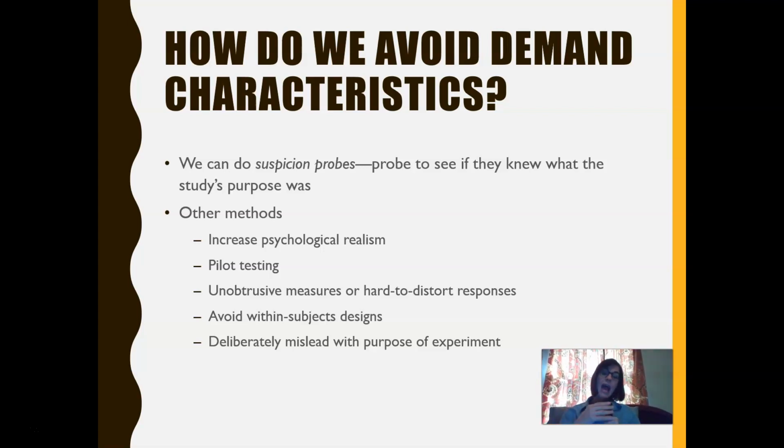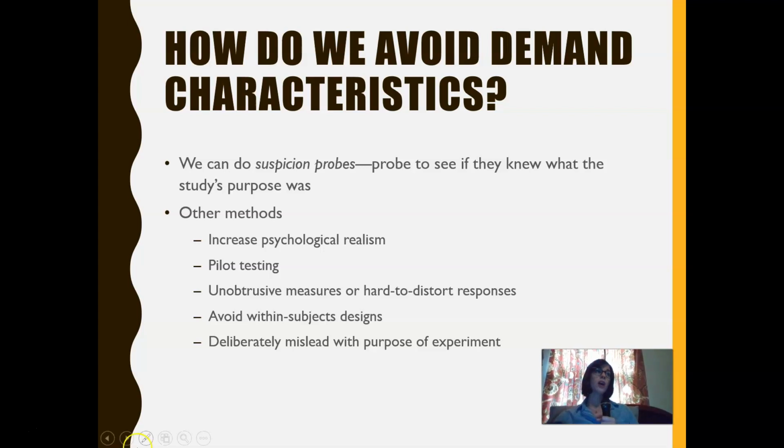We can look at pilot testing. So we can test run this on a few people and see if they figure out what the purpose of the experiment is. We can use unobtrusive measures, such as things like accuracy or response time. We can look at hard to distort responses. You might potentially want to avoid a within subjects design in these cases.